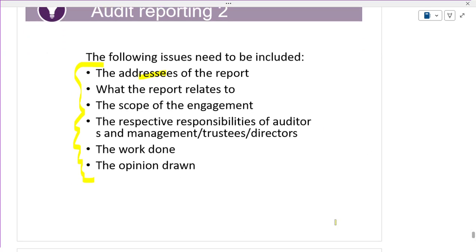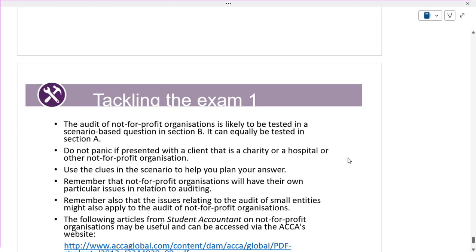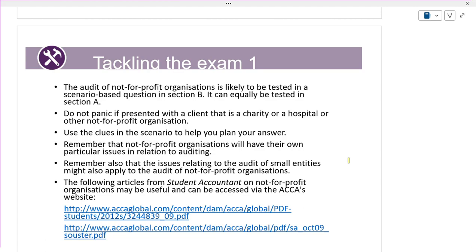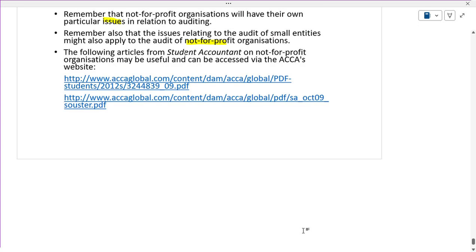Thus, what it says: what is the scope of the engagement, respective responsibilities, what is the work done, and what is the opinion drawn. These are the items to be included in the audit report. They say the audit for not-for-profit is likely to be a tested scenario-based question in section A, or it can be section B. Do not panic if presented with a client that is a charity or a hospital. Use the clue scenarios to help your answer. Remember, not-for-profit organizations will have their own issues related to auditing. Issues related to audit of small entities also apply for not-for-profit. They are talking about the articles, what will have been done. Is it clear to you?